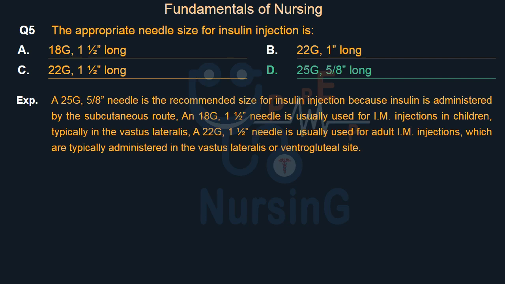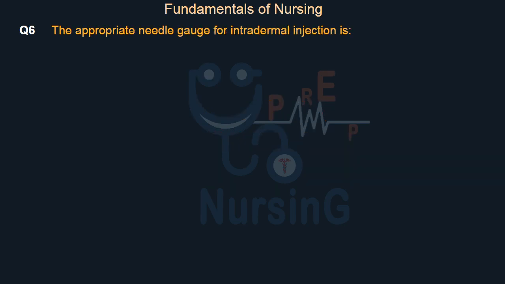A 25G, 5/8 inch needle is the recommended size for insulin injection because insulin is administered by the subcutaneous route. An 18G, 1.5 inch needle is usually used for IM injections in children, typically in the vastus lateralis. A 22G, 1.5 inch needle is usually used for adult IM injections, which are typically administered in the vastus lateralis or ventrogluteal site. The appropriate needle gauge for intradermal injection is Option A, 20G.